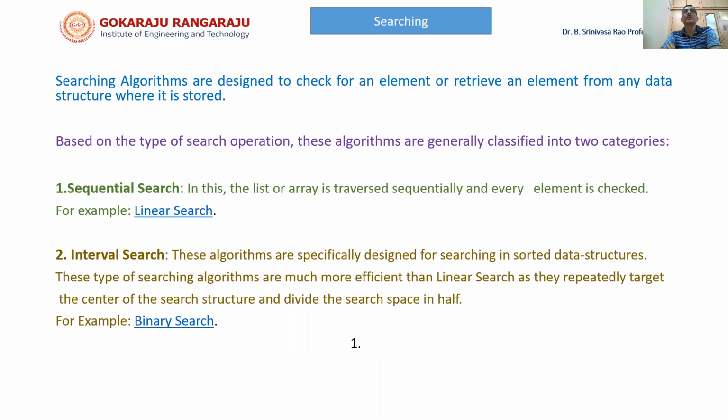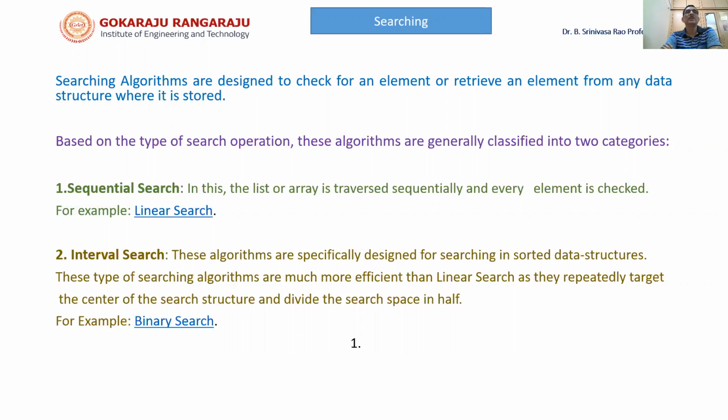Searching algorithms are designed to check for an element or retrieve an element from a data structure where it is stored. Based on the type of the search operation, these algorithms are generally classified into two categories. One is sequential search, second is interval search.